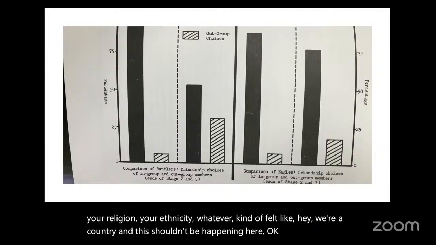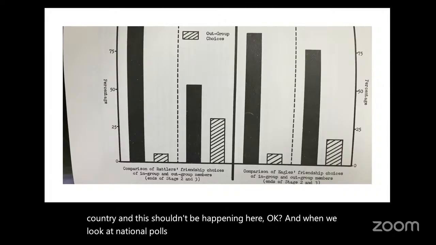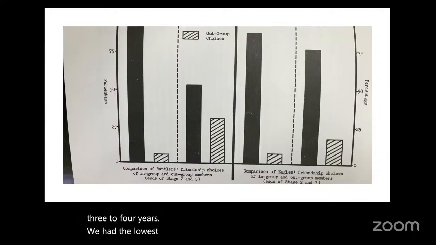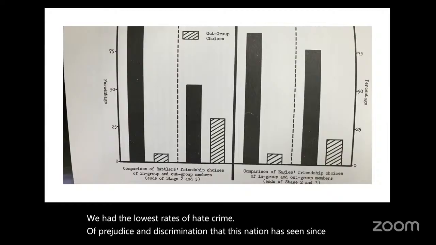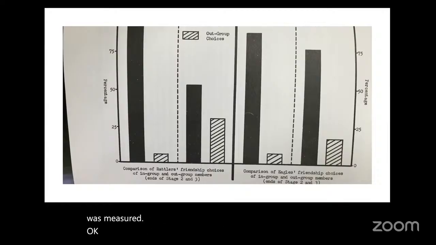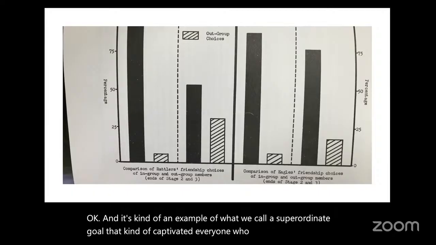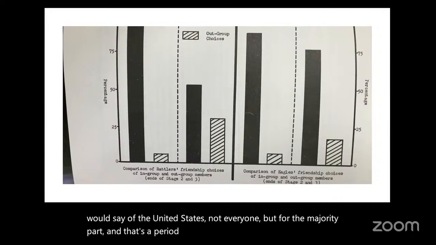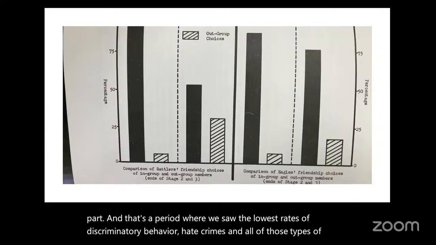Okay. And when we look at national polls that measure things like racial prejudice and discrimination, just after 9/11, over the following 3 to 4 years, we had the lowest rates of hate crime, of prejudice, and discrimination that this nation has seen since it was measured. It's an example of what we call a superordinate goal that captivated everyone who was a citizen of the United States. Not everyone, but for the most part. And that's a period where we saw the lowest rates of discriminatory behavior, hate crimes, and all of those types of things, which is kind of an interesting thing.